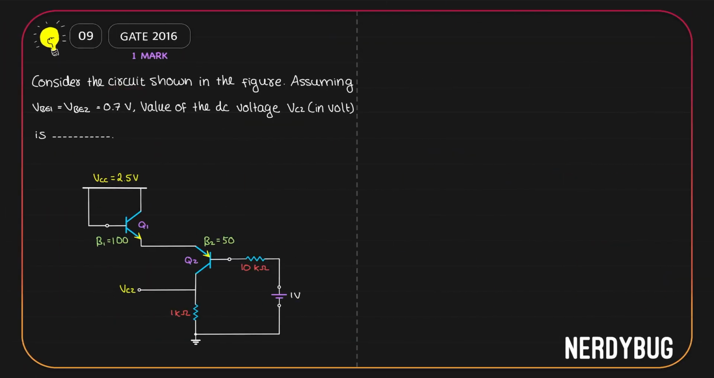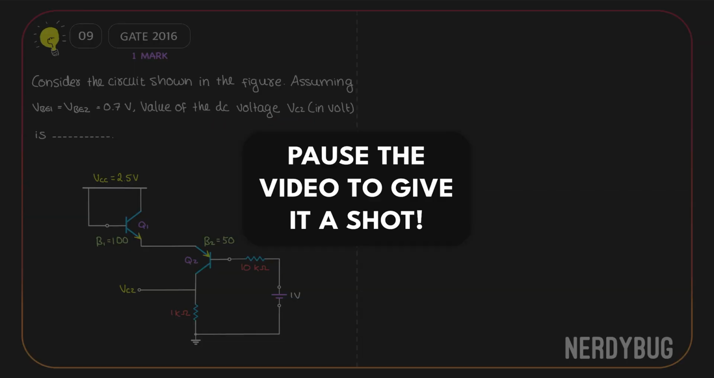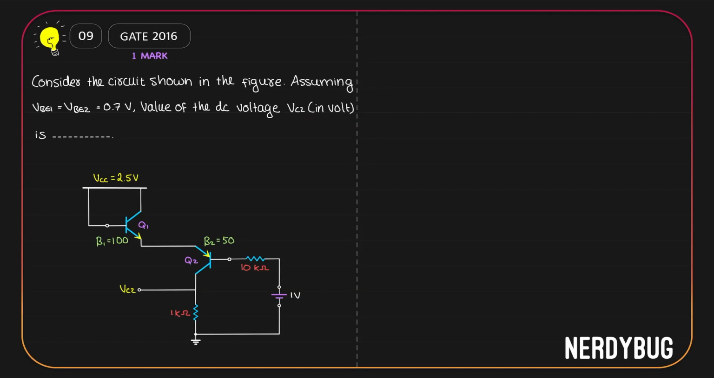Consider the circuit shown in the figure. Assuming VBE1 and VBE2 are 0.7 volt, we have to find the value of DC voltage VC2 in volt. Let us apply Kirchhoff's voltage law in this loop. Is this really a loop? Yes, if you consider VCC like this, let's say we have a cell of 2.5 volt, goes back to ground, right? So this is a loop.